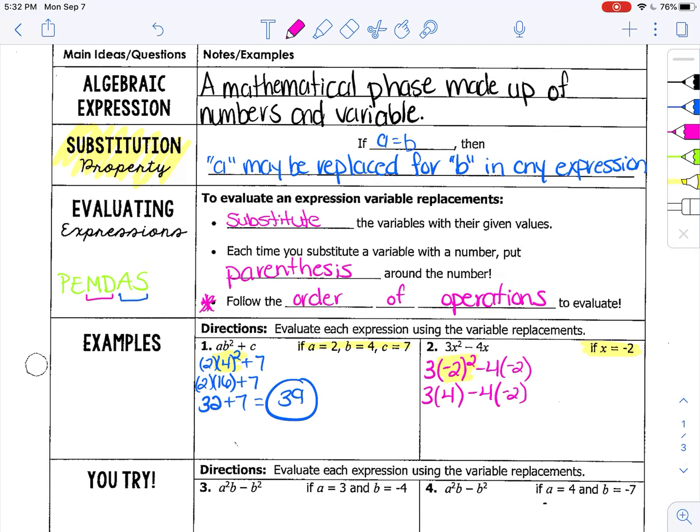Next, according to order of operations, we're going to multiply. 3 times 4 is 12, minus 4 times negative 2 is negative 8. I keep that negative 8 in parentheses so that I don't get confused with the subtraction and the negative sign. 12 minus negative 8 can be written as 12 plus 8, and 12 plus 8 is 20. So when I evaluate the expression given that x equals negative 2, I get 20.